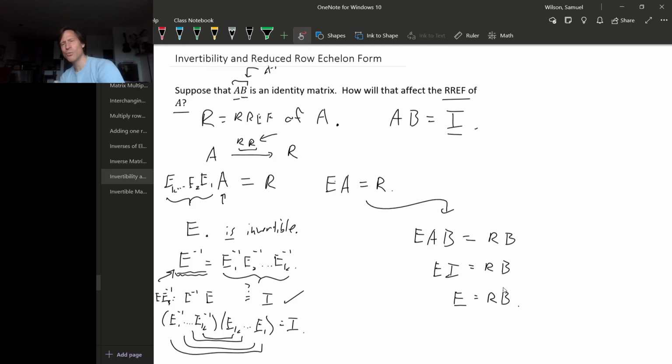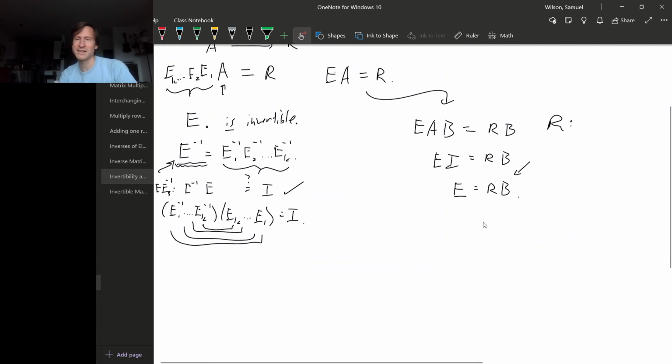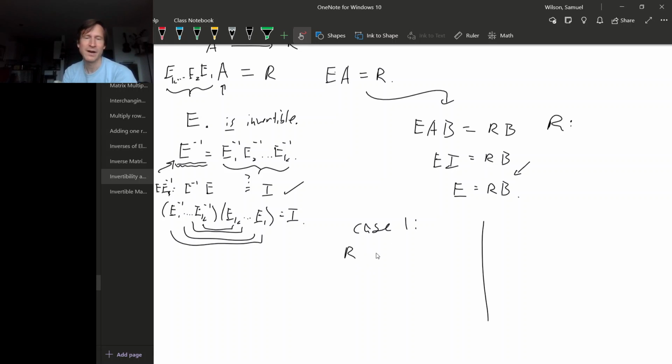And let's think about what this thing on the right-hand side could look like. There are two cases. The first case is, let me write it down here, Case 1: the reduced row echelon form has a row of zeros.